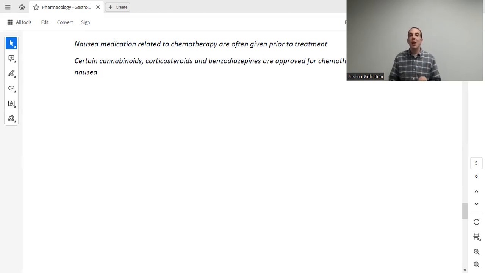Finally, again, because of how bad chemo-related nausea can be, those patients do get their medication very often before they even get their chemo, before they're nauseous, to prevent it in the first place. That's pretty rare. We don't generally treat a condition before it develops. In that case, we do.